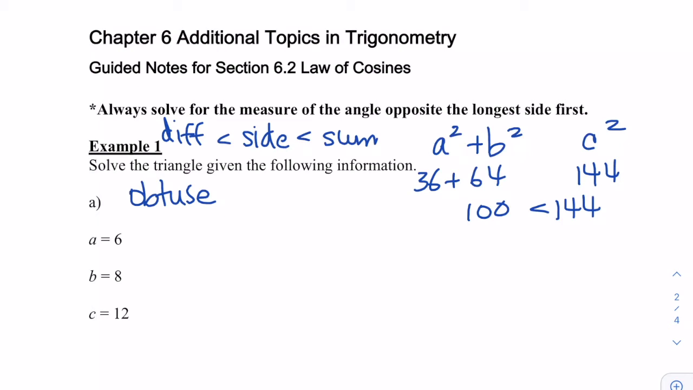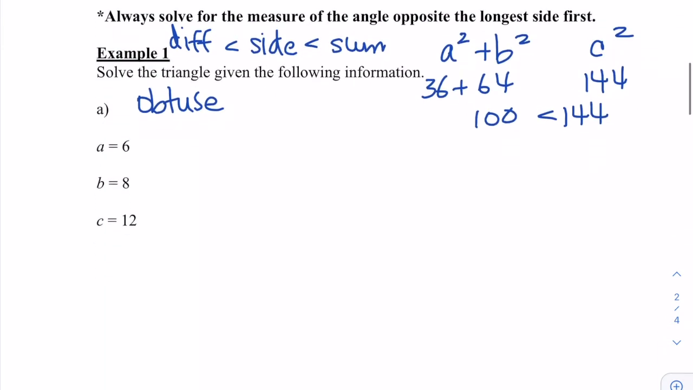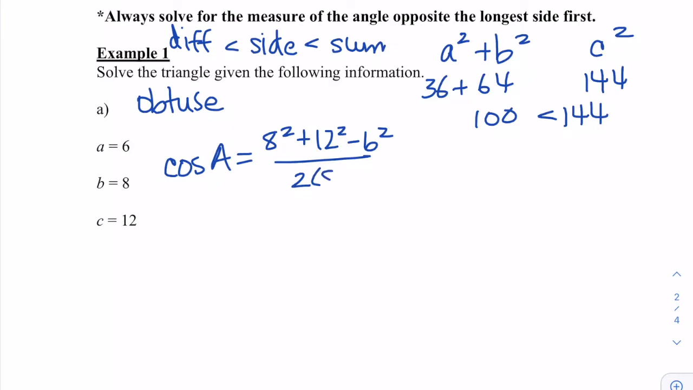Okay, so if we're given three sides, we need to figure out one of the angles. So we might as well start with cosine of A. So cosine of A is going to equal b squared, which is 8 squared, plus c squared, which is 12 squared, minus a squared, 6 squared, over 2bc, which is 2 times 8 times 12. And it's really helpful to have these formulas down. And then you just find the inverse of that cosine. So that'll be 26.38.